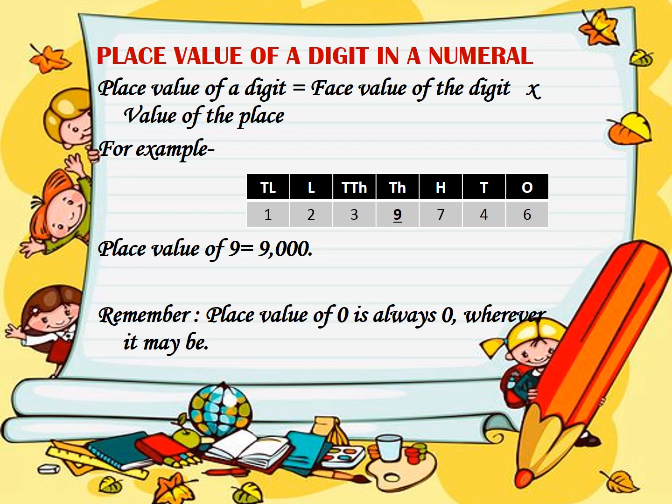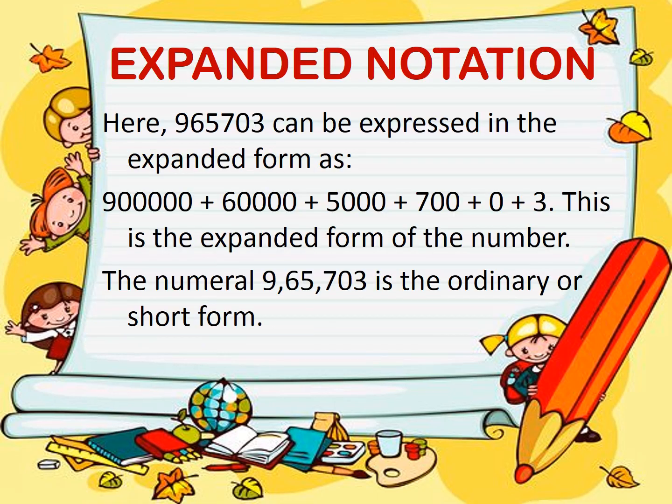Remember, place value of 0 is always 0 wherever it may be. Expanded notation. Here, 9,65,703 can be expressed in expanded form as 9 lakh plus 60,000 plus 5,000 plus 700 plus 3. This is the expanded form of the number. The numeral you can write in the short form too.